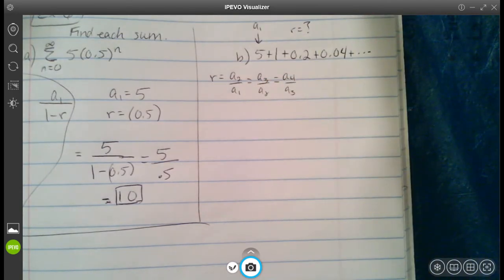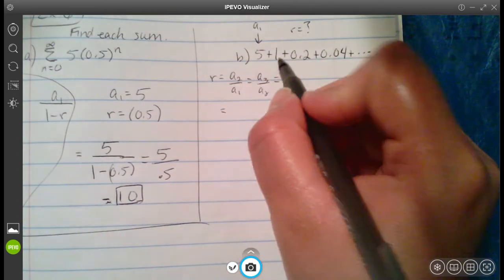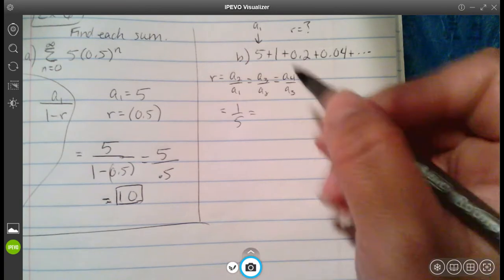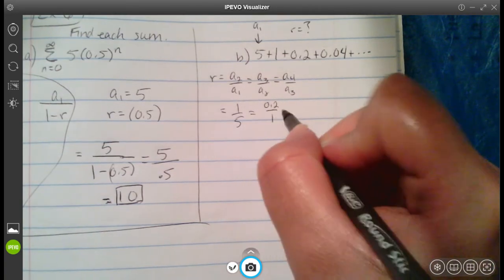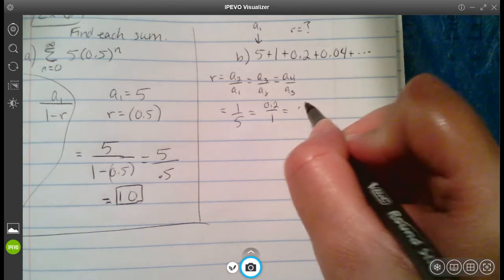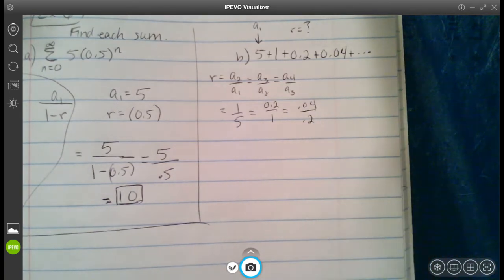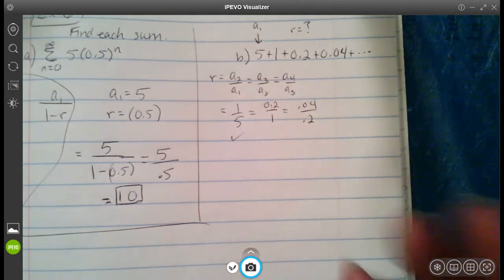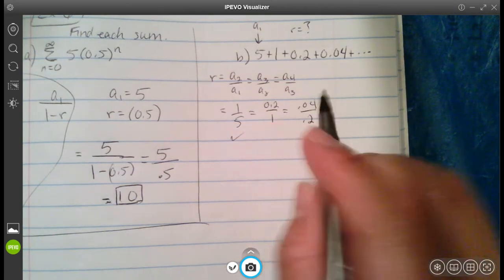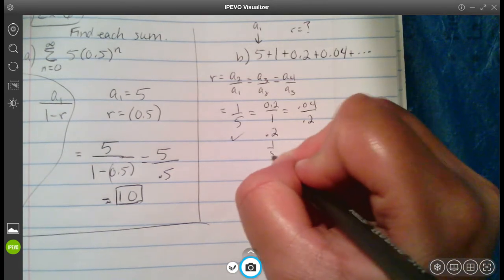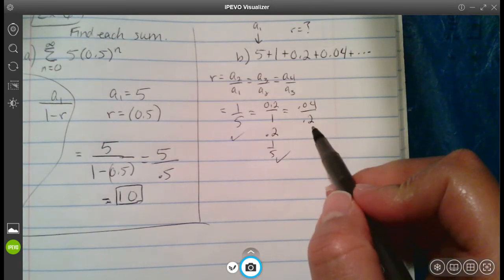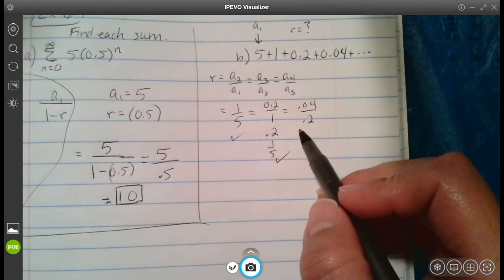We really typically just have to do one because they should be the same, but we'll do a few just to make sure. So second term, 1 divided by 5. Third term over second, so 0.2 divided by 1. Fourth term, 0.04 divided by 0.2. So supposedly these should all equal 1/5. Well, let's see. 1/5 is 1/5, so you can't do anything with that. 0.2 divided by 1 is 0.2, and 0.2, if you change it to a fraction, is 1/5. So we're good.